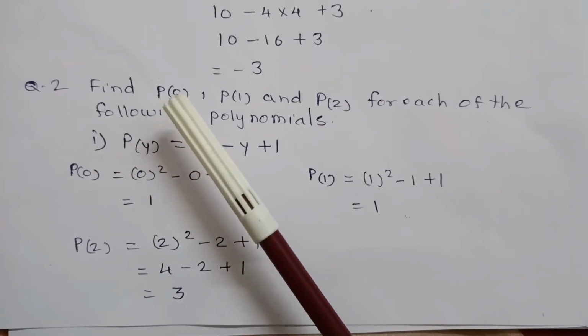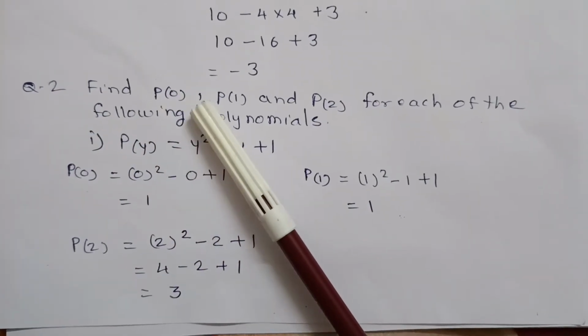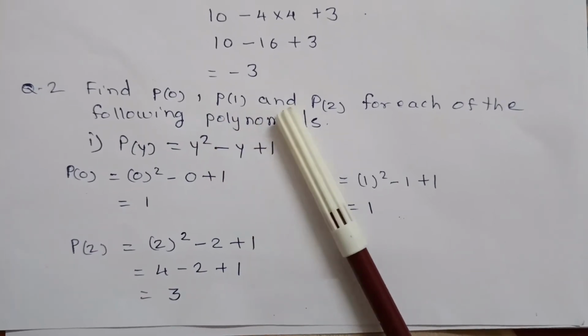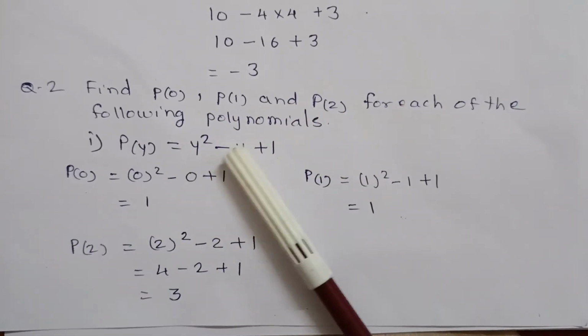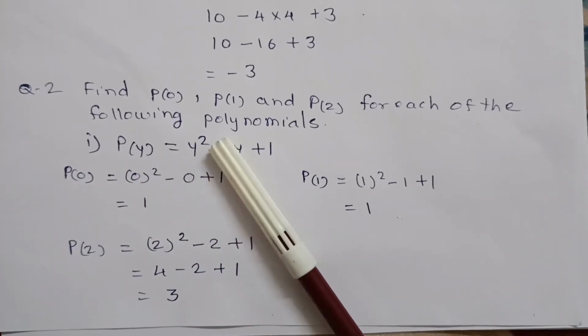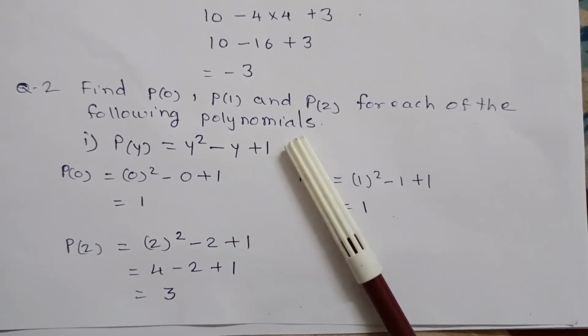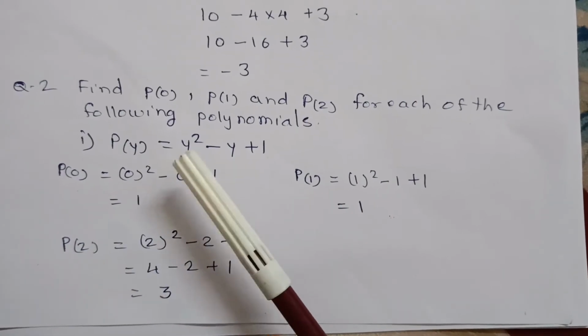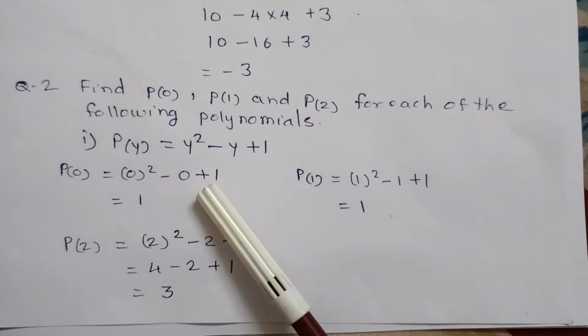Question 2. Find P0, P1 and P2 for each of the following polynomials. 1. P(y) is equal to y square minus y plus 1. P0 is equal to 0 square minus 0 plus 1.